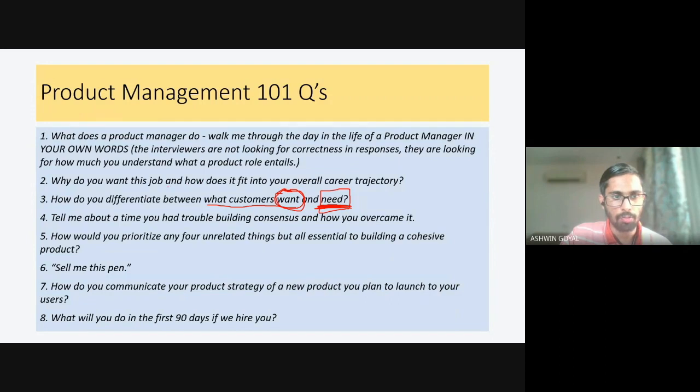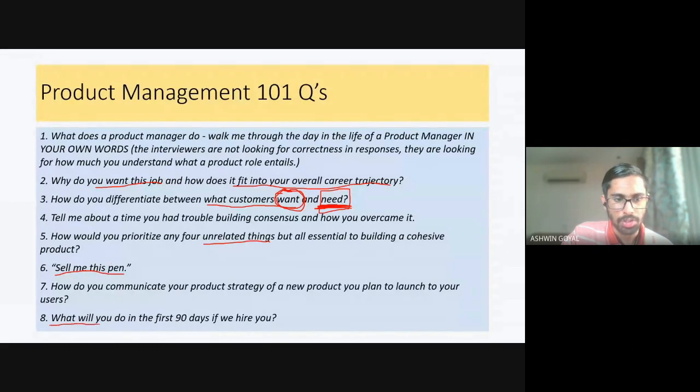Okay, then you can have more questions like why do you want this job? How does it fit into your overall career trajectory? Tell me about a time you had trouble building consensus. Then you can also have some sales related questions like sell me this pen, right? You'll have to pitch your pen to the interviewer. Then how would you prioritize any four unrelated things but all essential to build a cohesive product? So all these are PM related questions.